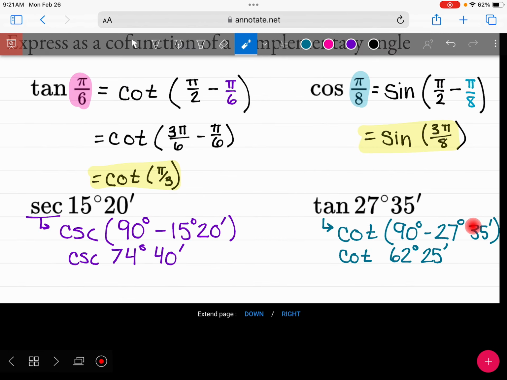So these are all well and good, finding our complementary angles and cofunctions, but they don't help us evaluate these super hard. Like, I can't do sine of 3 pi over 8 any better than I can do cosine of pi over 8. I can't evaluate secant of 15 degrees 20 minutes any better than cosecant of 74 degrees 40 minutes. Like, great, but it's not super helpful.